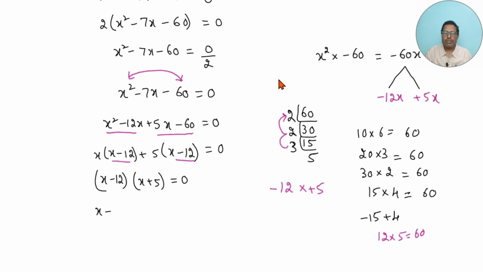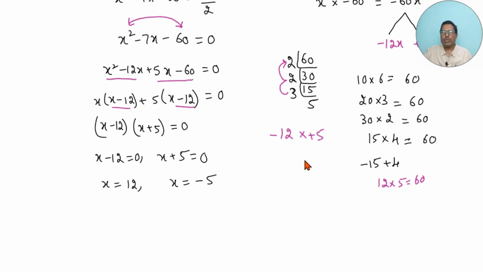So take the first factor x minus 12 to be equals to 0. Take the second factor x plus 5 is equals to 0. If you go for the first factor, x will be equals to, this minus 12 goes on the other side, becomes plus 12. x is equals to, this plus 5 goes on the other side, becomes minus 5. So these are the two values that you have obtained.